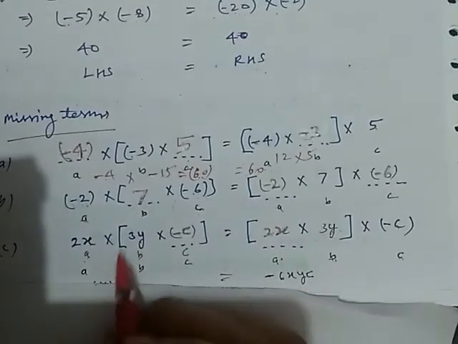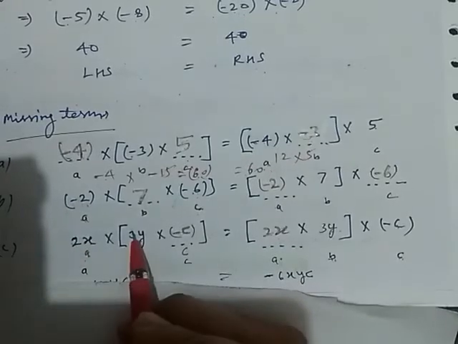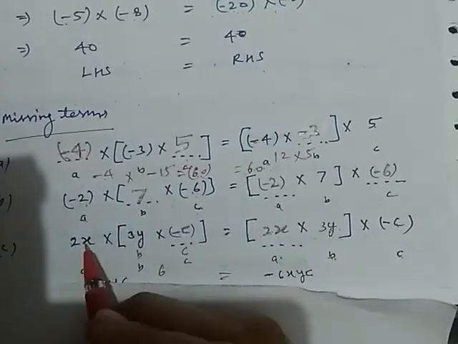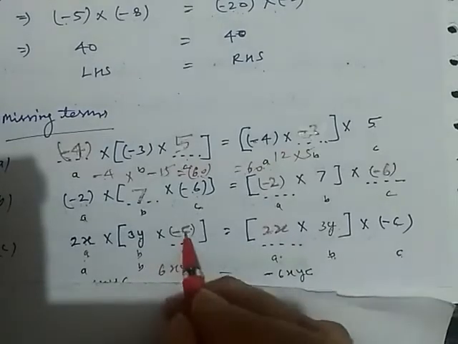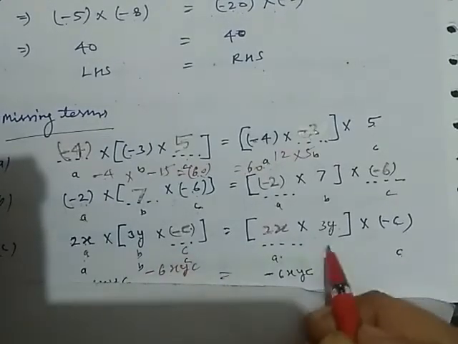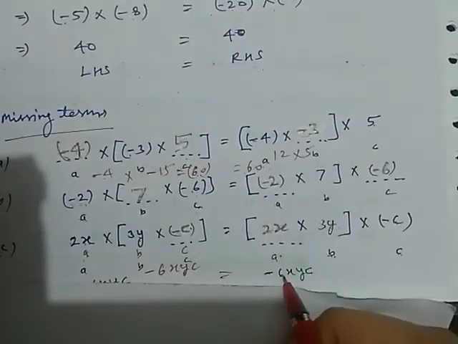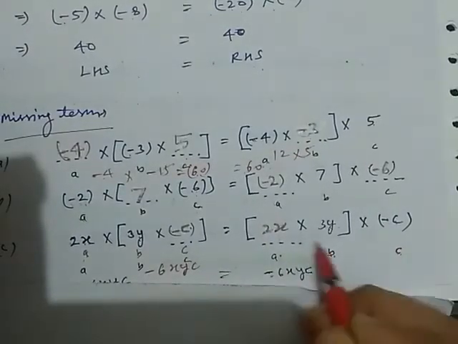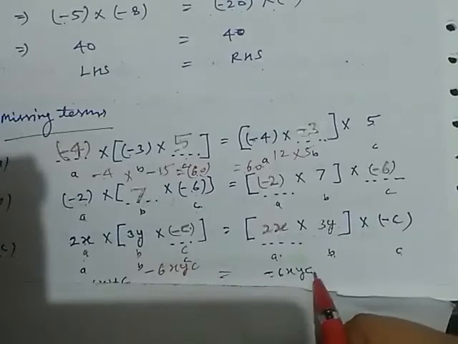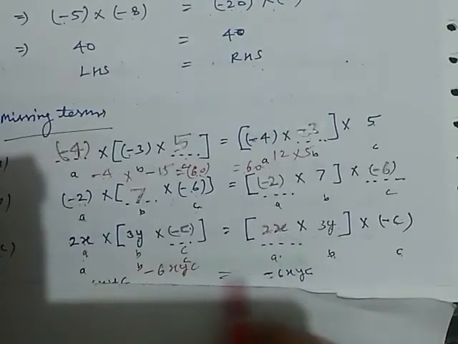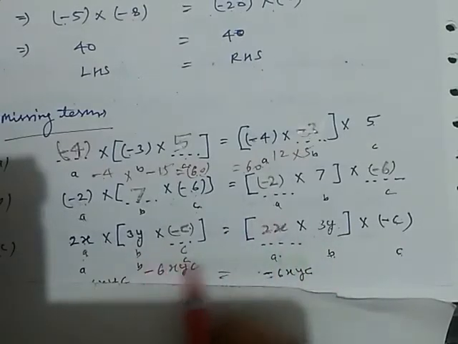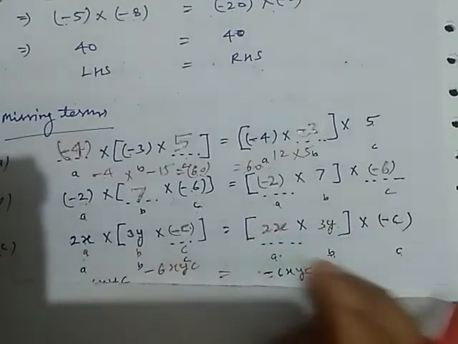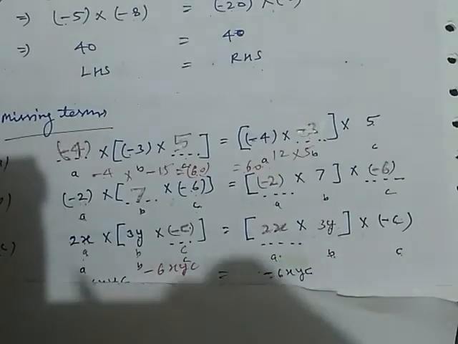Okay, and check the result. 2 into 3, 6. X into y into c. X, y, c, and this minus sign here. Now check. 2 into 3, 6. And this minus here, and x, y into c. X, y into c. So both these terms are same. So our missing terms are okay. Now we take another example.